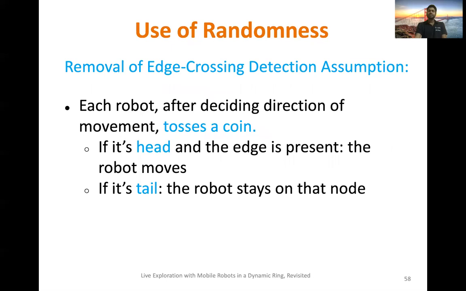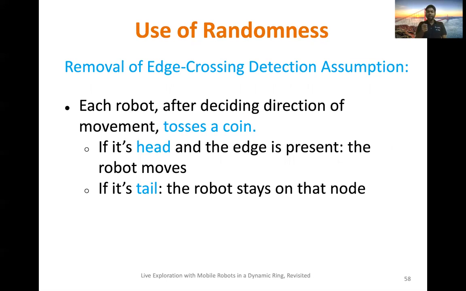How? This is very easy. So how do you remove the edge crossing detection? Edge crossing detection means that when 2 robots want to cross the same edge, they can detect each other. Now, what if I can make sure that one robot waits and the other robot jumps to that node? Then we don't need it, right? So how do we make sure of that?